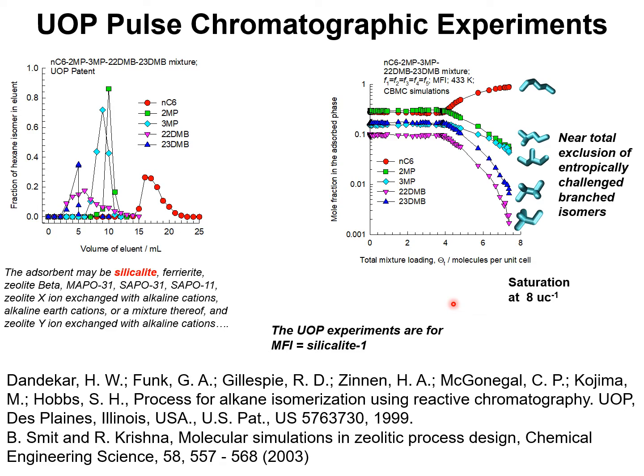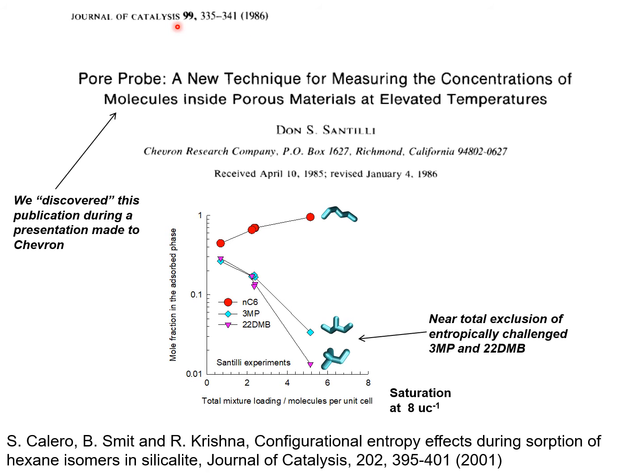After our presentation, one of the scientists from UOP came to us and told us privately that our results were correct, and they indeed confirmed the UOP experimental data. In a paper published in Journal of Catalysis in 1986, experimental data on adsorption of a ternary mixture of normal hexane, 3-methylpentane, and 2,2-dimethylbutane are reported.